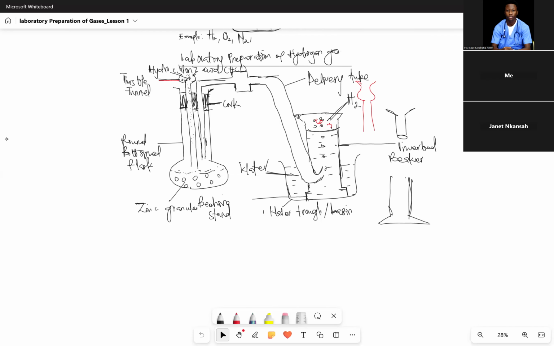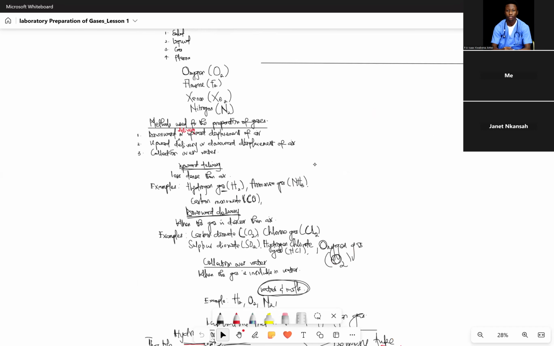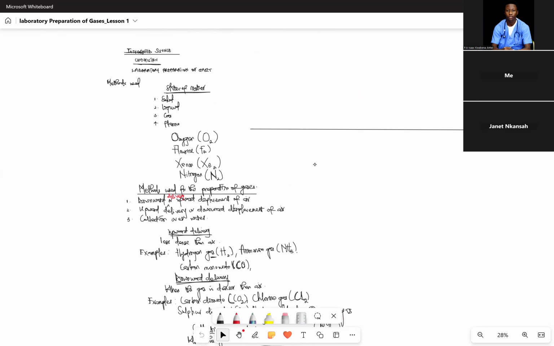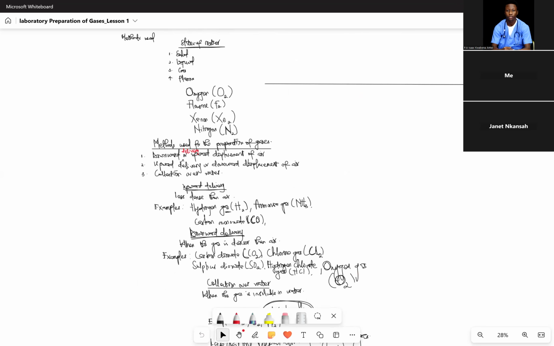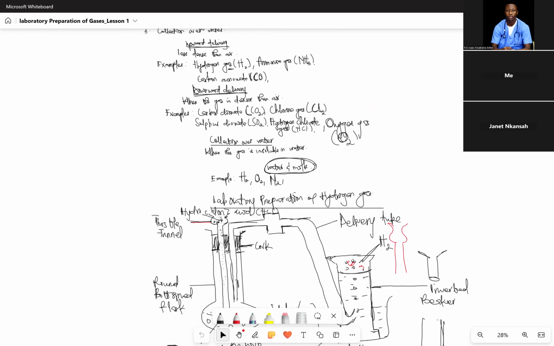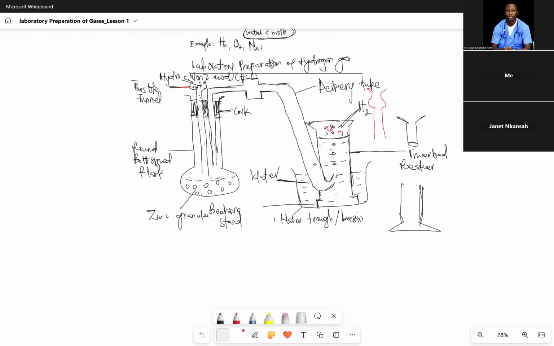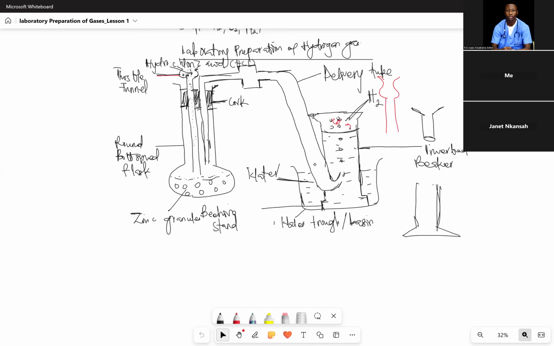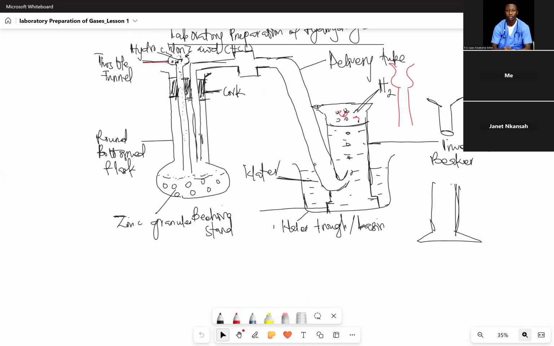All right. Good morning once again. So this is the second lesson on the laboratory preparation of gases. Last time we looked at the preparation of hydrogen gas. We looked at the setup, and I've labeled the setup for you.